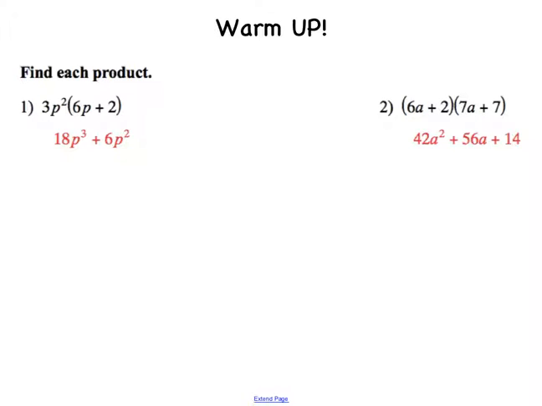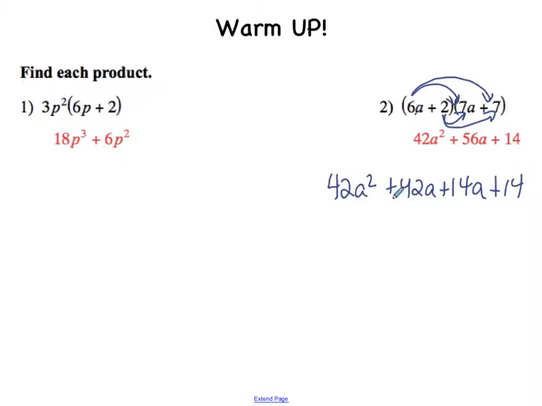Over for number 2, it's a little bit different. What I have to do is distribute the 6a to both of these terms and then distribute the 2 to 7a and 7 and then combine like terms. So you would have 6a times 7a, which is 42a squared, then 6a times 7, which would be 42a, plus 2 times 7a, which is 14a, and then 2 times 7, which is 14. When you combine these like terms here, you get 56a, and that's where the answer comes from.